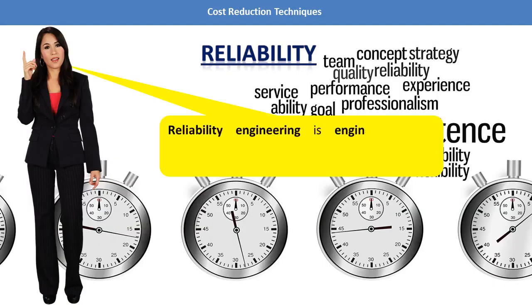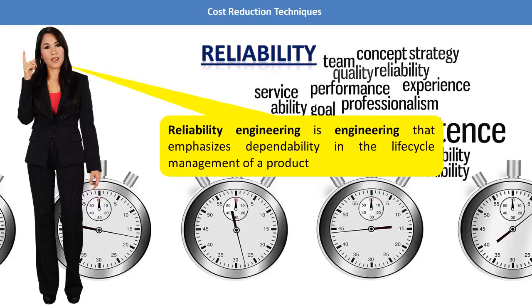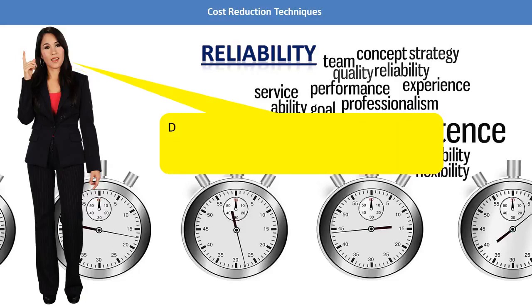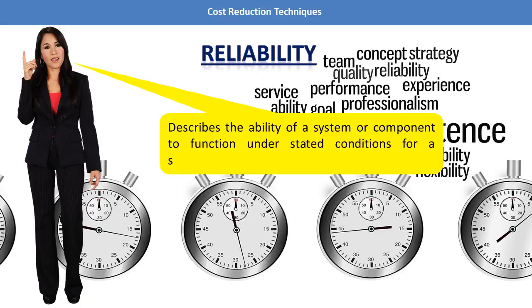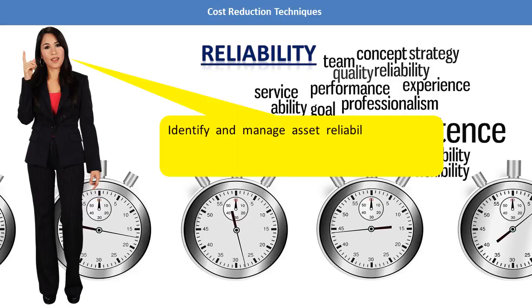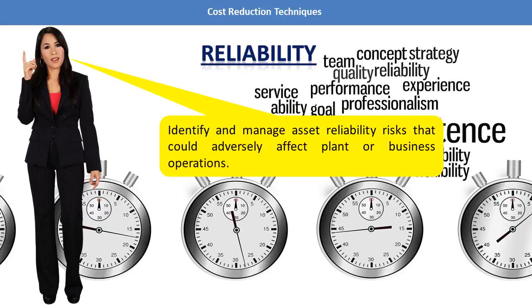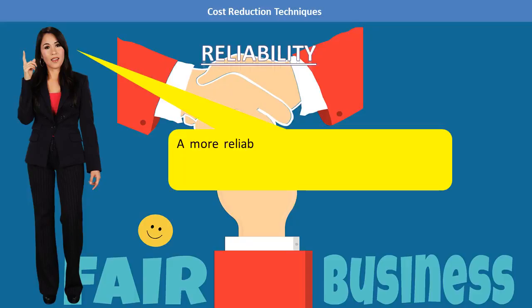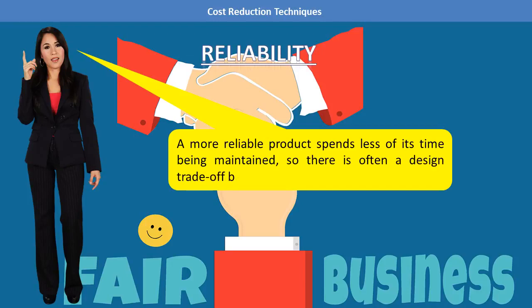Reliability engineering is engineering that emphasizes dependability in the life cycle management of a product. Dependability, or reliability, describes the ability of a system or component to function under stated conditions for a specified period of time. The primary role of the reliability engineer is to identify and manage asset reliability risks that could adversely affect plant or business operations. Remember, a more reliable product spends less of its time being maintained, so there is often a design trade-off between reliability and maintainability.